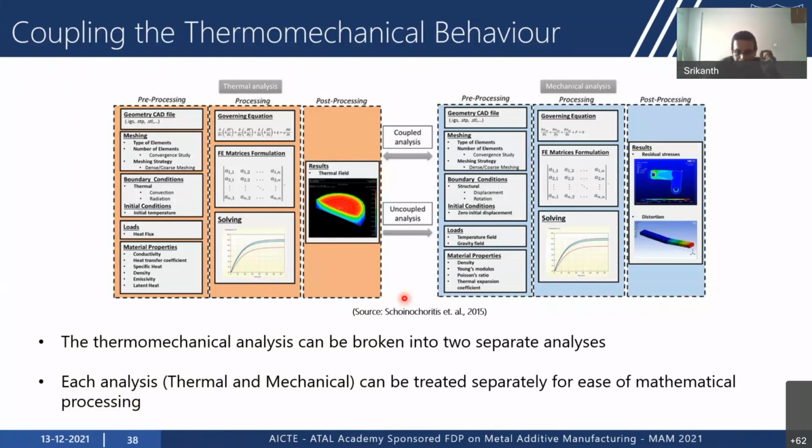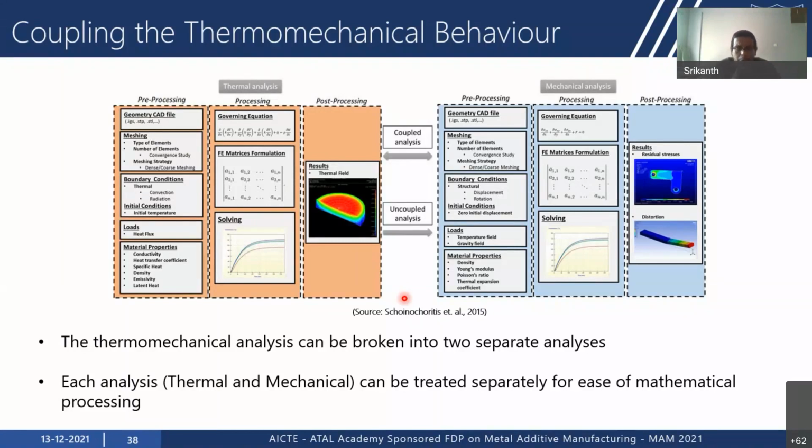Now generally, for reducing the complexity, each analysis, that's thermal and mechanical, can be treated separately. So one thing that becomes important is, are we coupling the analysis or are we uncoupling the analysis? That will determine the complexity of the simulation. That's why I'm discussing coupling the thermomechanical behavior. Let's try to understand the difference between a coupled and uncoupled analysis.